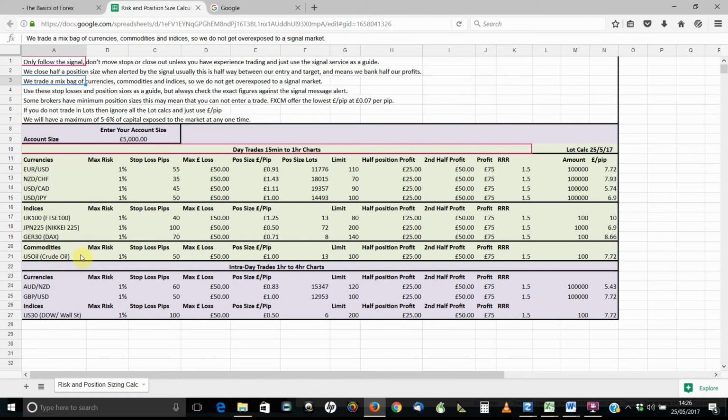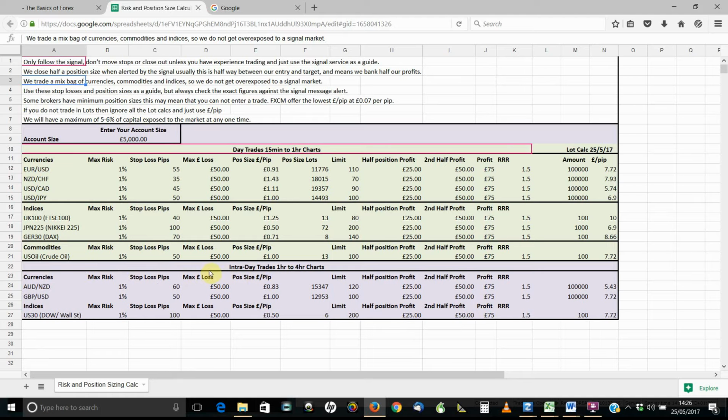We've got oil here, and all of these top ones in the green are what I would say are day trades. So 15-minute to 1 hour charts. All of these setups that we do on here are based on the 15-minute to 1 hour charts. So you'll be getting in and out of these fairly quickly.